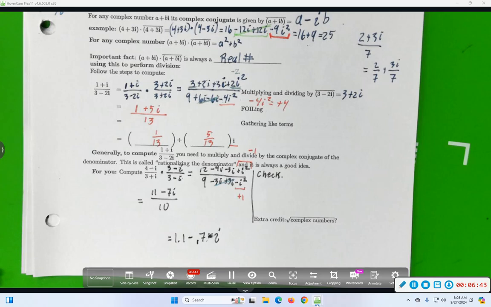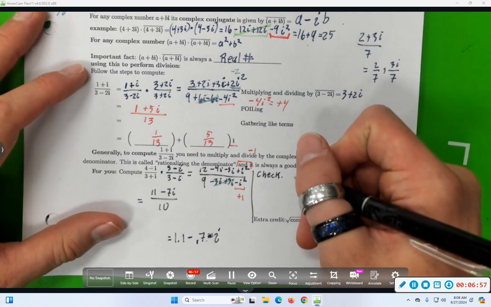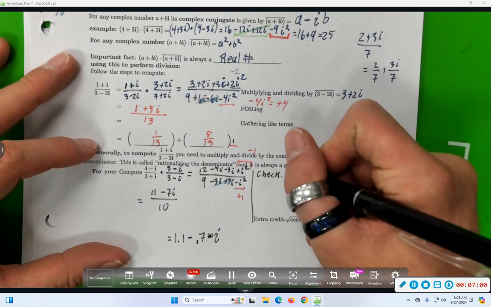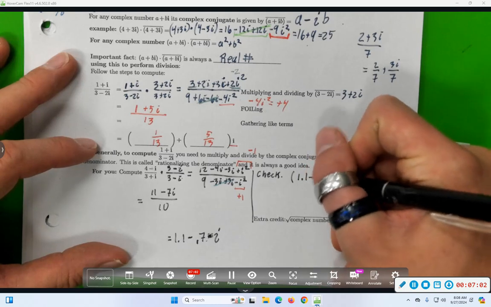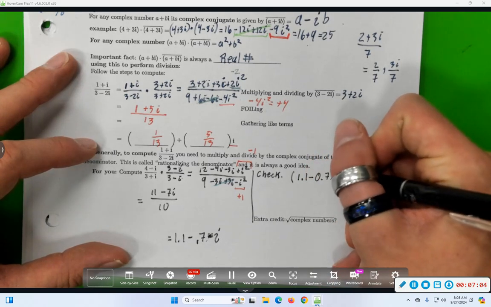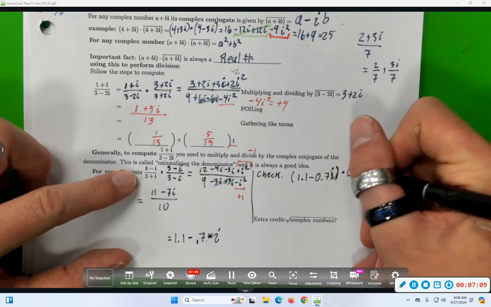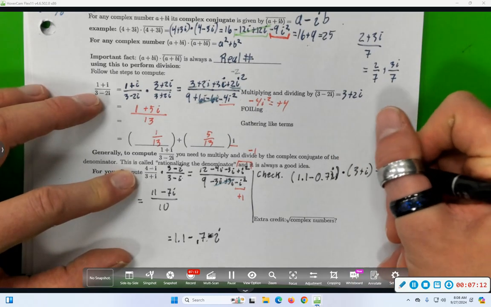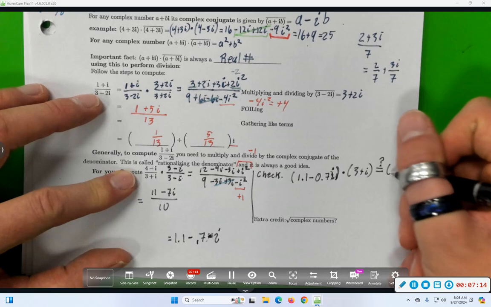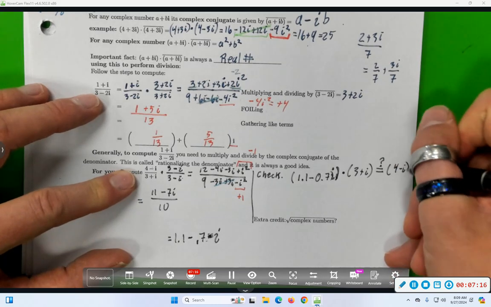What does division mean? Division is like anti-multiplication. So if I take the thing that we just found and I multiply it by the denominator, I should get the numerator? Yeah. So, in order to check this, let's do 1.1 minus 0.7i, multiplied by the denominator, 3 plus i. Is that equal to 4 minus i?